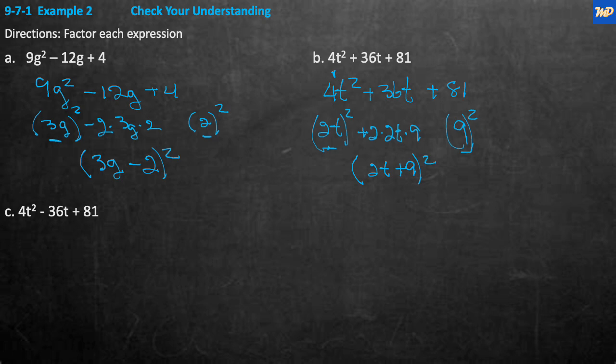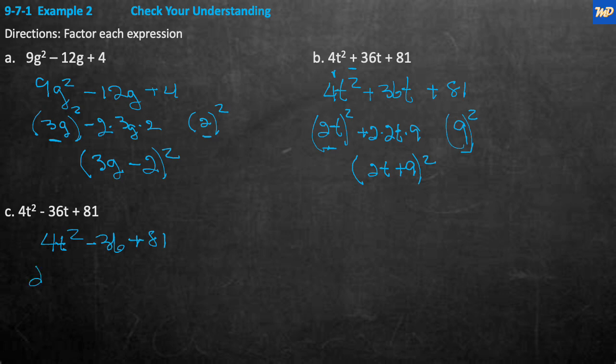Excuse me for my cough. Okay, let's go to C. Same thing. The 4 can be factored and the t squared can. So I'm going to write it 4t squared minus 36t plus 81. The only difference here is this was plus 36. We're now doing minus 36. So let's see what it is.